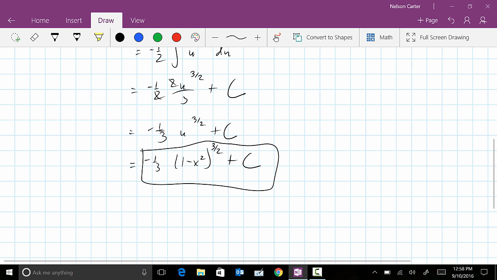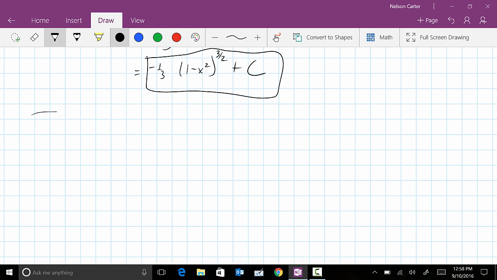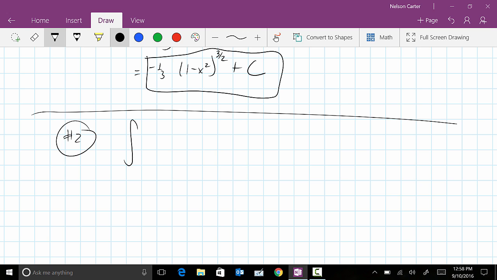Let's do another one. Okay, how about this one? I have the integral of x squared times the sine of x cubed dx.